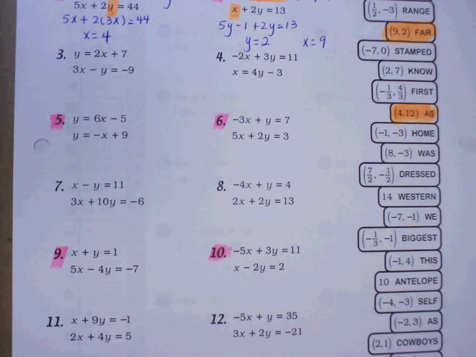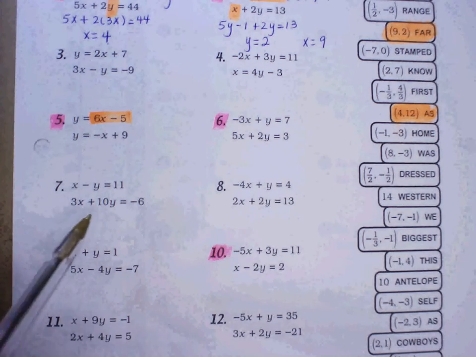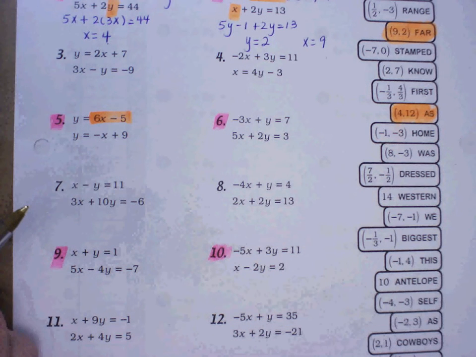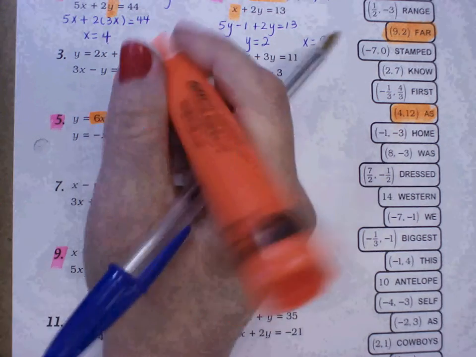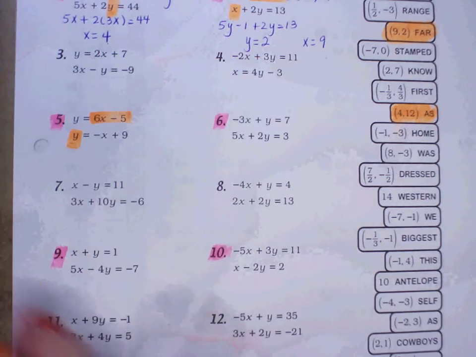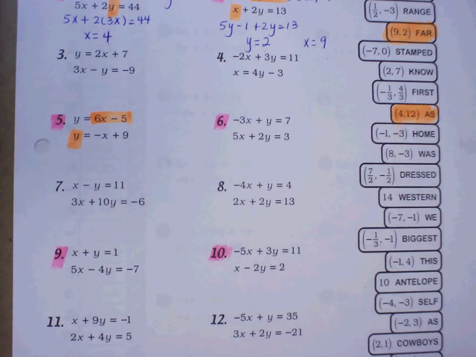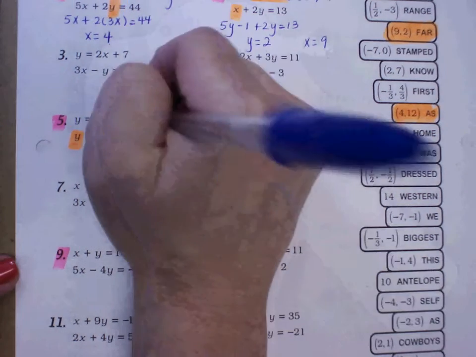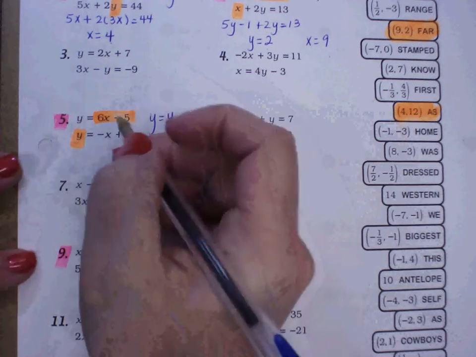Add them? So that's what y equal to, right? So what do I do with that? In front of the other one. Very good. So you equal them to each other because guess what? Y equals y. So this would be 6x minus 5 equals negative x plus 9.